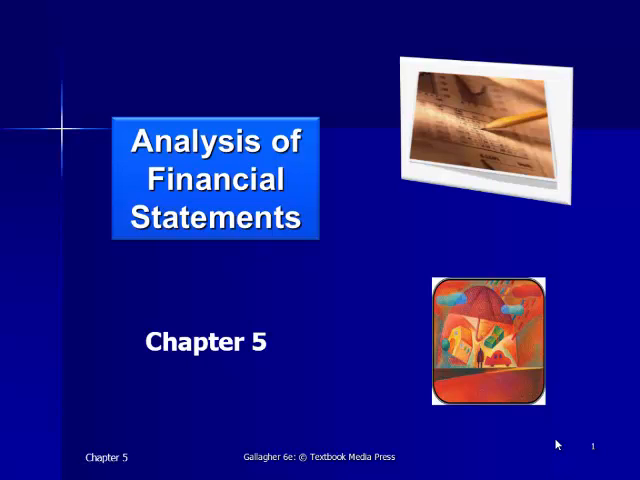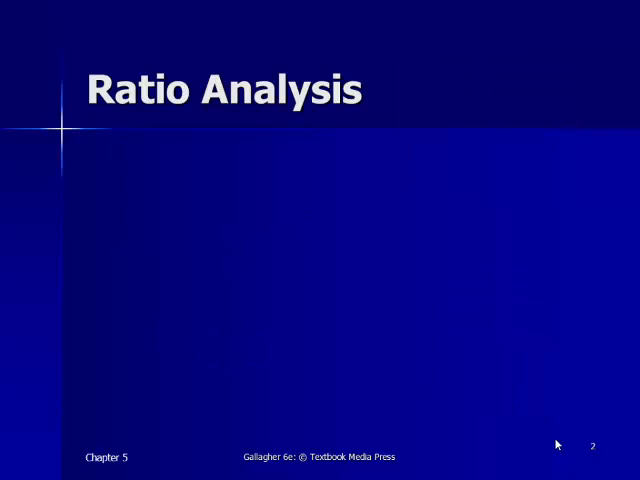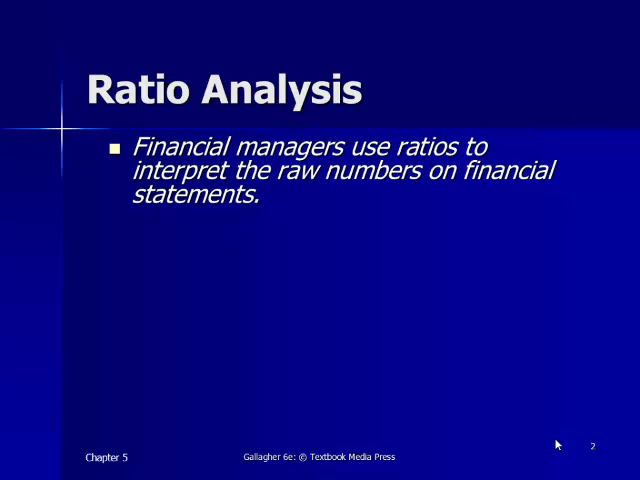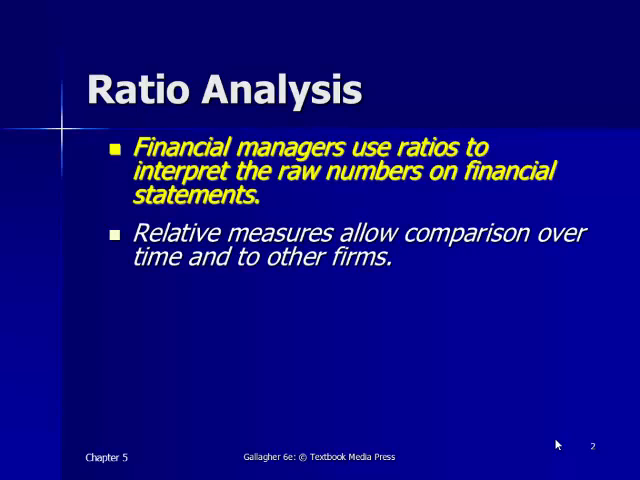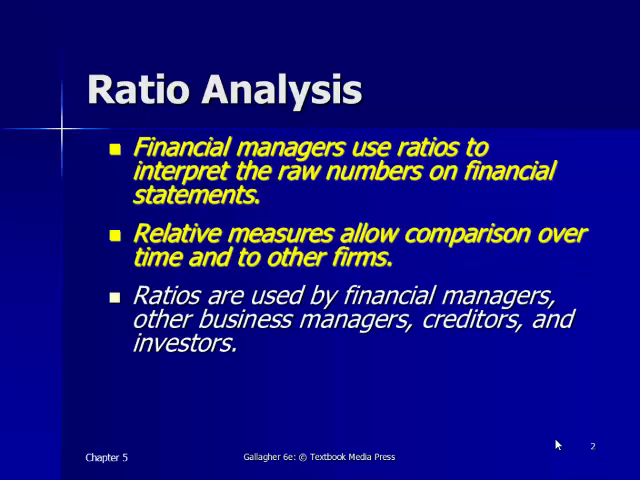In chapter 5, we're going to learn how to understand the story that the financial statements are trying to tell us. So we're going to look at the raw numbers on the financial statements, and we're going to compute some ratios, which help us to understand how one number relates to another number and when that relative value is of some use to us. And we're going to look at those relative measures over time and compare them to other firms.